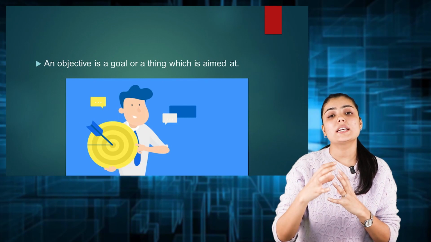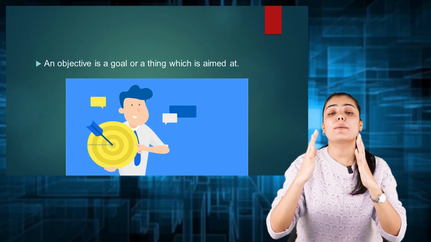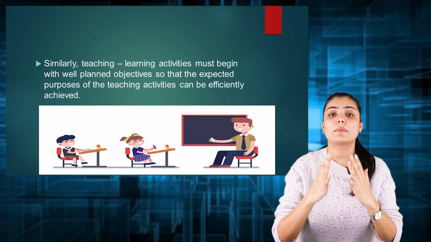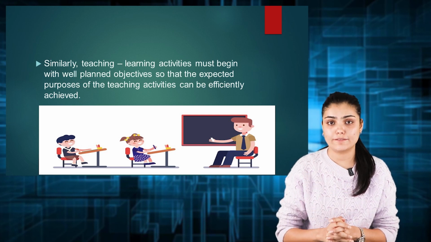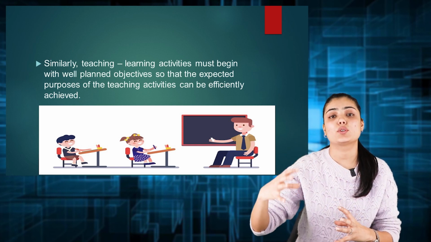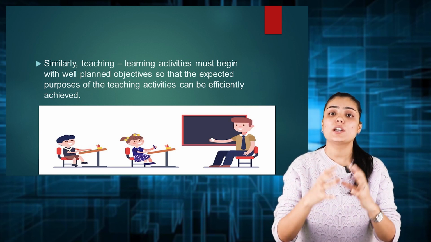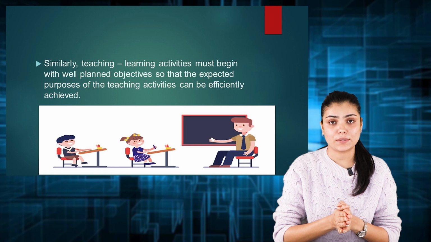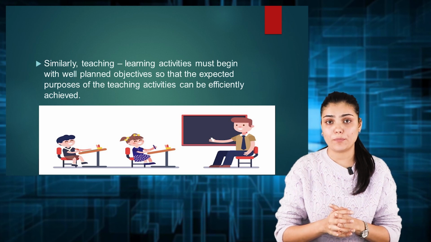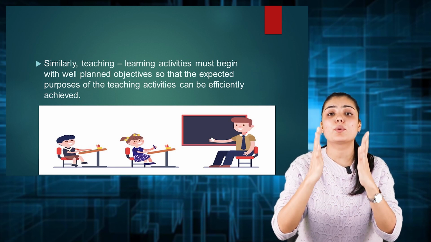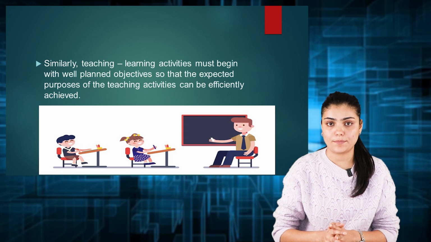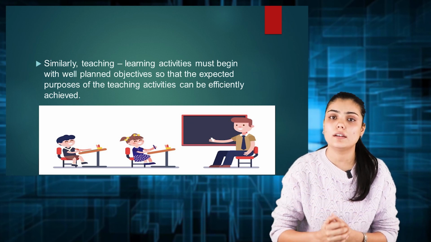So as I said, an objective is a goal. An objective is something that is being aimed at. Similarly, the teaching learning process also must begin with a well-planned objective, so that the expected purpose of the teaching learning activity is actually achieved. So as I said, objective is a goal. It is something that we aim at. If we have the right objective during the process of teaching and learning, and a proper plan which has objectives, it is easier to carry out the teaching learning process. It is easier for the teacher as well as the learner.